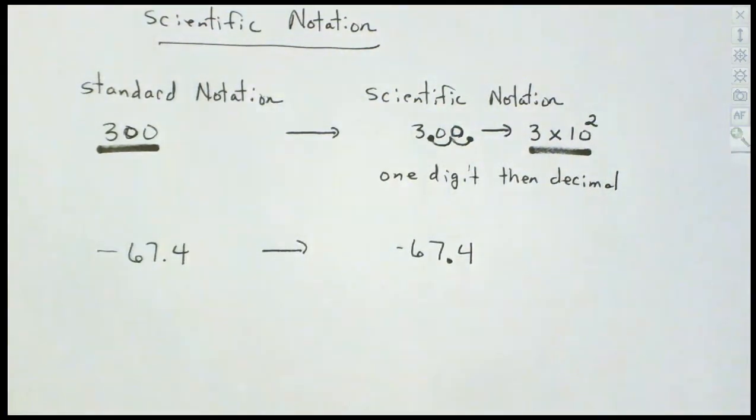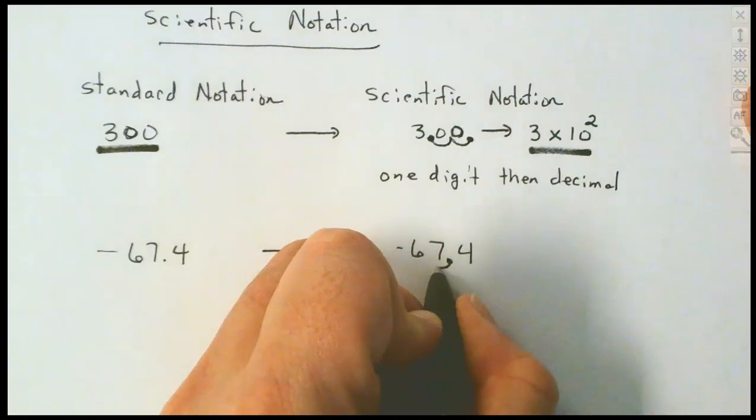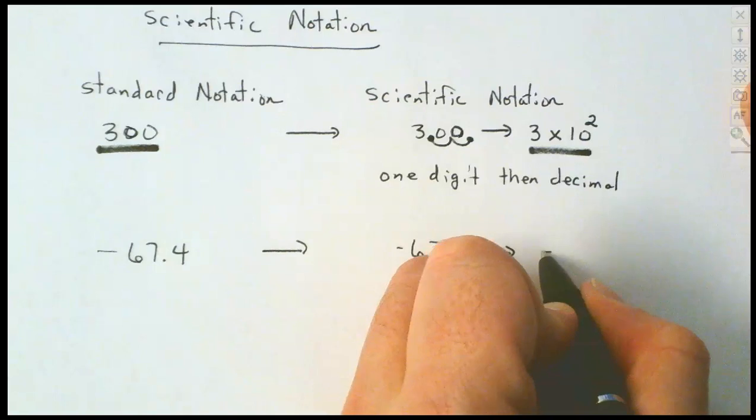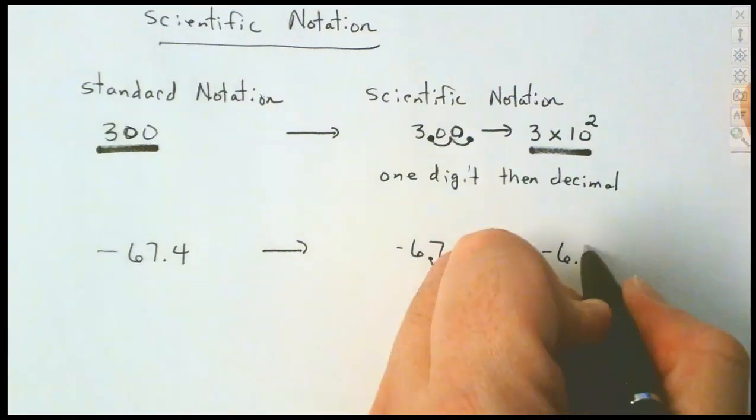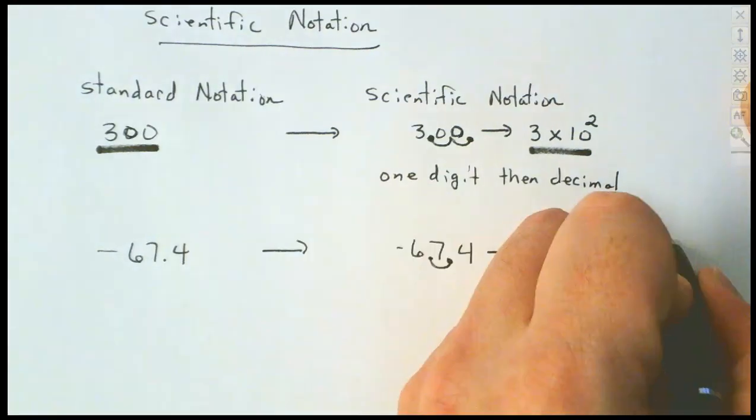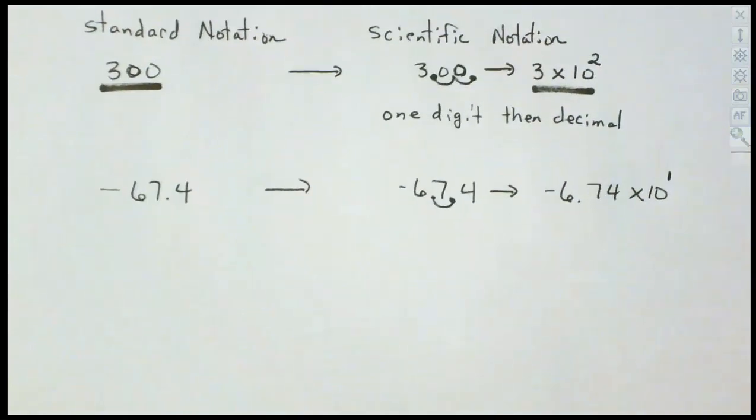How would I rewrite this now? Well, where's your decimal point? Right here. How many places do we have to move? We have to move one place. So in scientific notation, that would be a minus 6.74 times 10, and we moved one place, so times 10 to the first there. Because we moved that one place. You always want one digit and then the decimal. So let's try a larger number now.